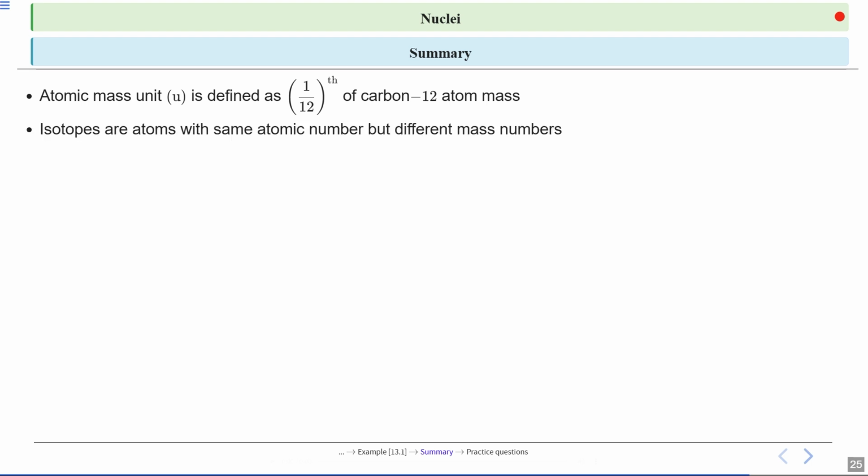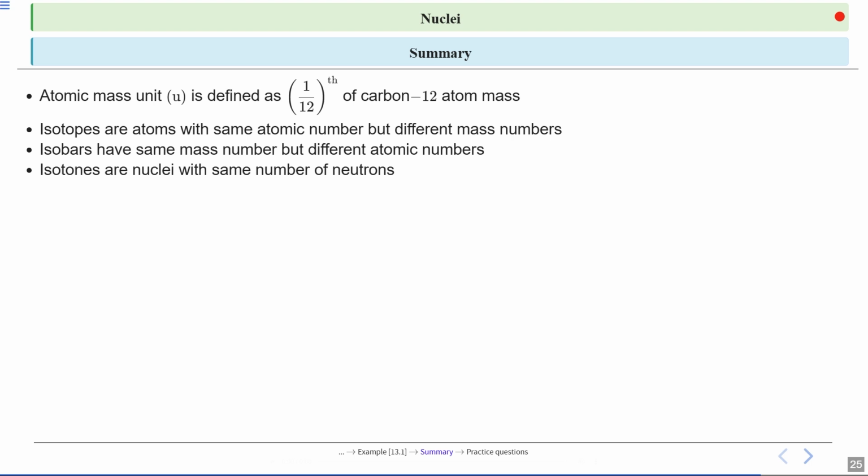Isotopes are atoms of the same element, so they have the same number of protons, but they have different numbers of neutrons, which means their mass numbers are different. Isobars are atoms that have the same mass number, which means the total number of protons and neutrons is the same, but they have different atomic numbers, so they are different elements. Isotones are nuclei that have the same number of neutrons, even if their number of protons and mass numbers are different.